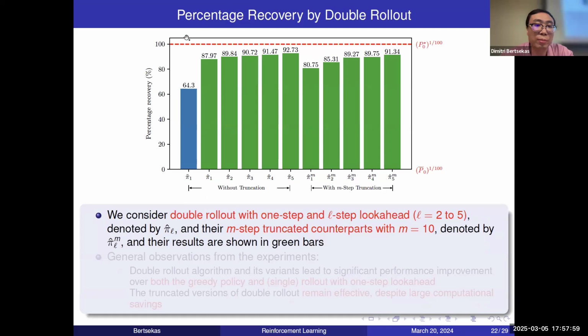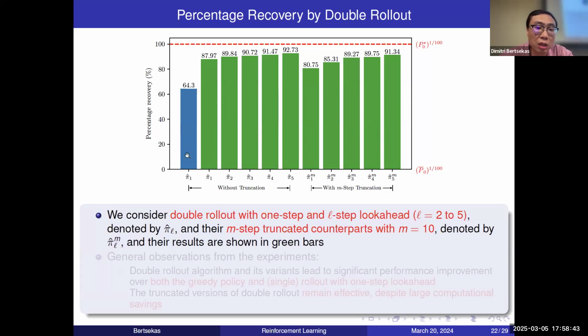Okay. As I mentioned earlier, because this problem is deterministic, it's possible to run double rollout. We consider double rollout with one step lookahead and L step lookahead, again with L ranging from 2 to 5. We denote the exact form of double rollout as pi hat tilde, and their m step truncated counterpart with m equal to 10, again denoted by pi hat L superscript m, and the double rollout results are shown here in the blue bars.